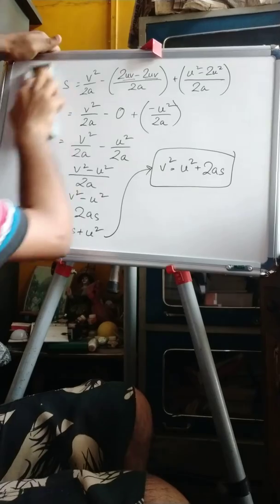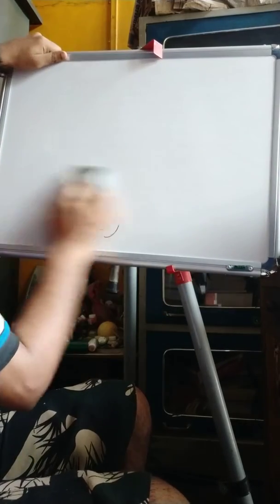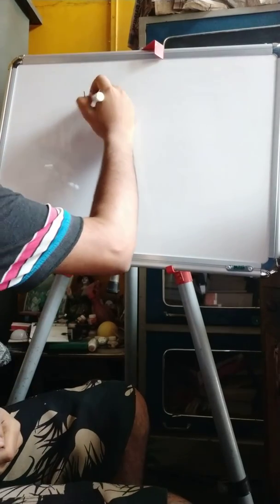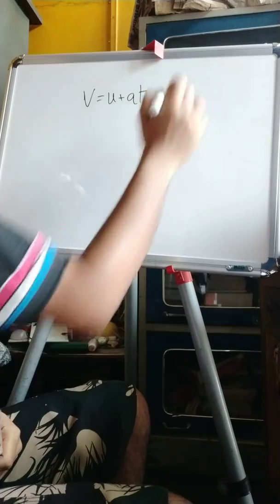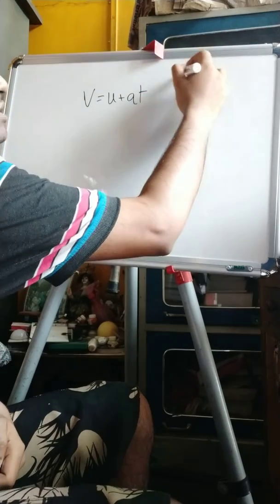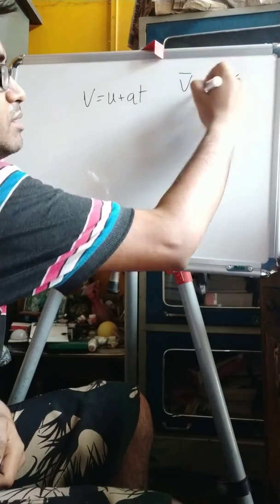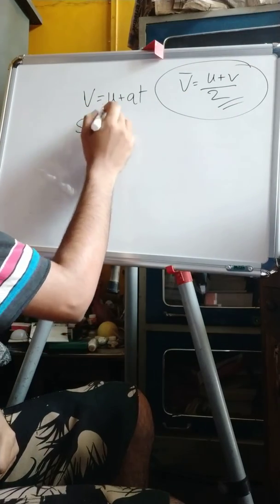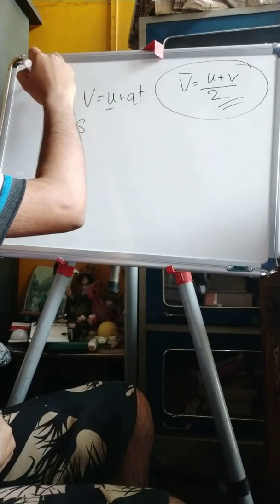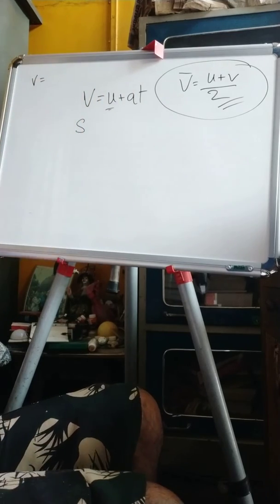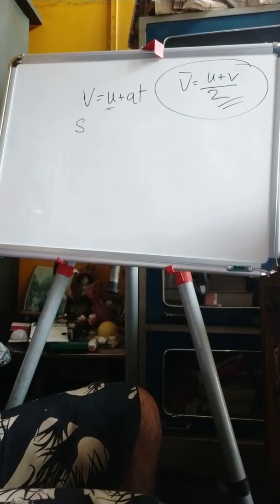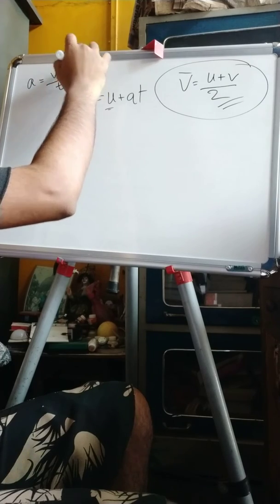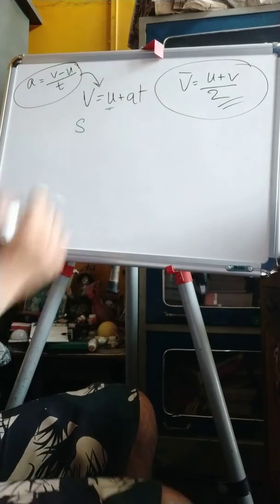So we have gone through the entire three equations of motion. We have derived v equal to u plus at. We have got another formula for average velocity, u plus v by 2. Using this formula we have derived, see, this formula was derived from where? V equal to u plus at was derived from a equal to v minus u by t. From this formula it was derived.